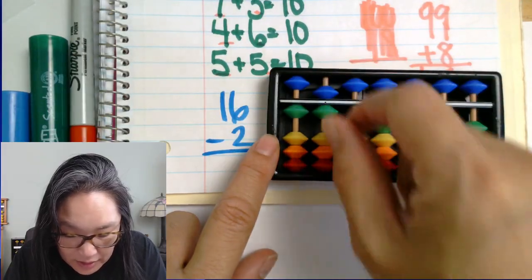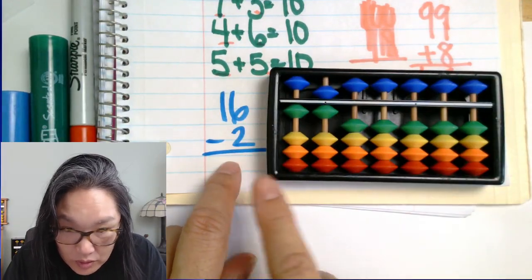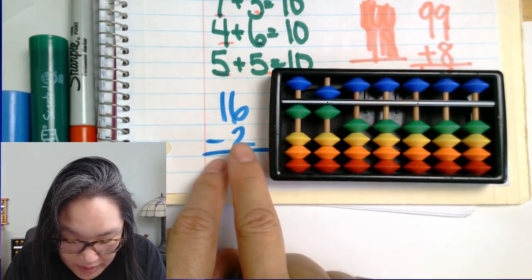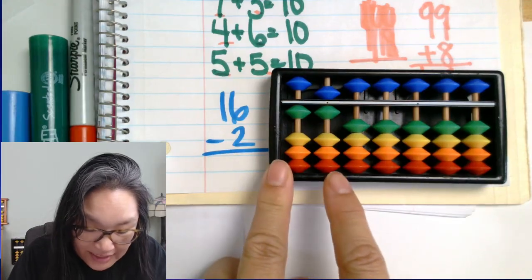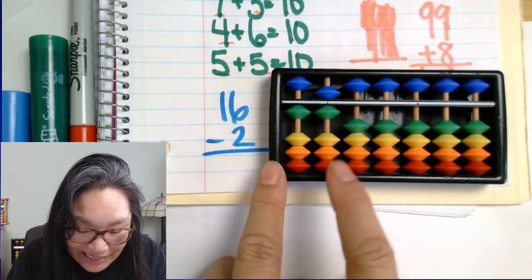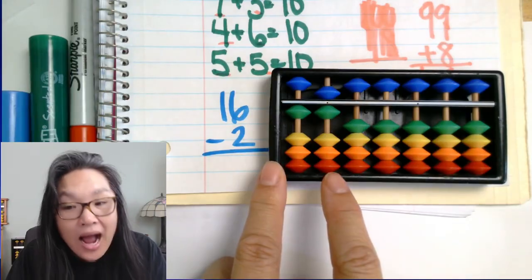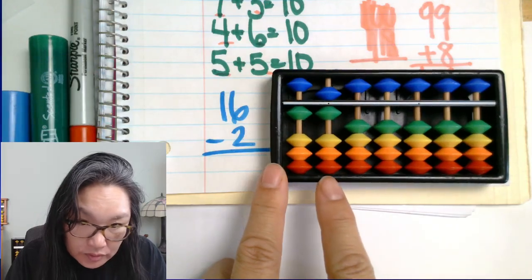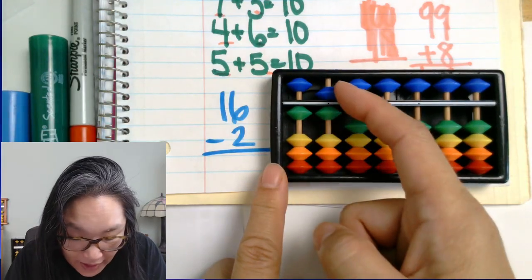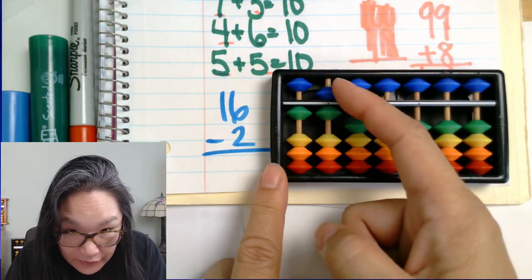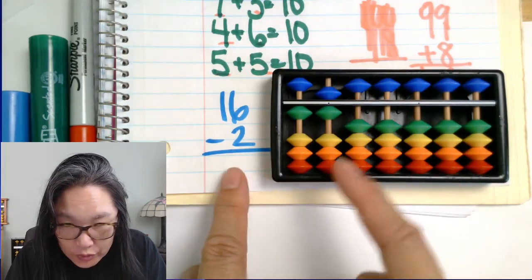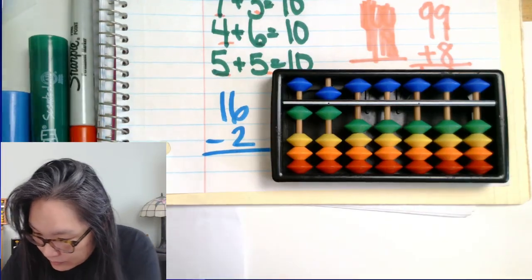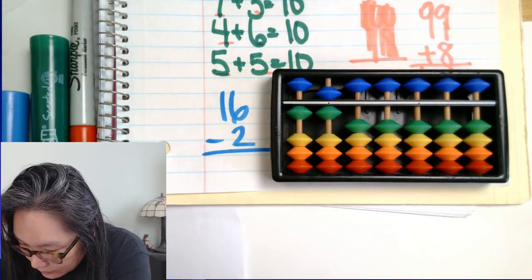So I have 16. Now the question is minus the 2. The math question is minus the 2. My question is, can I take away the 2? I cannot take away the 2. How can I do it? How can I take away the 2? I can utilize the 5. Do we remember how to take away the 2?